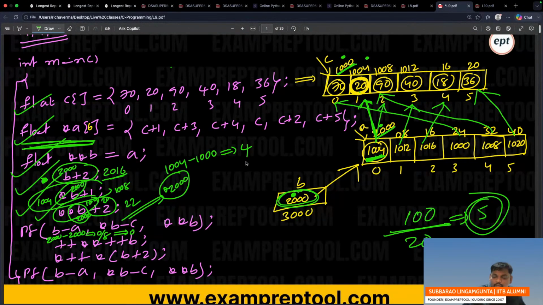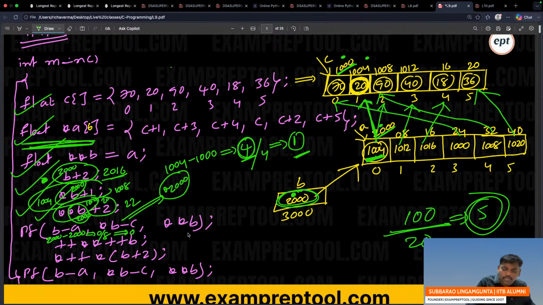You got 4. But remember, this is the size, and I want the number of elements. Divide by what is the one element size in this array? 4. 4 by 4, 1 element. This is also right, but it is the size. The purpose of subtraction is elements. So this is the total size divided by the one element size, 4. So finally the number of elements is 1. Subtraction will give the number of elements.